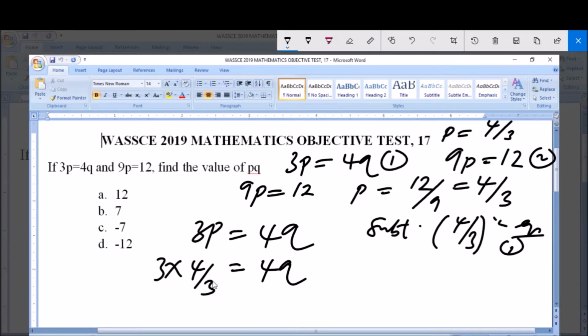Now this 3 cancels this 3, so 4 equals 4q. Our q in this particular question becomes 4 divided by 4. So q is equal to what? q is equal to 1.